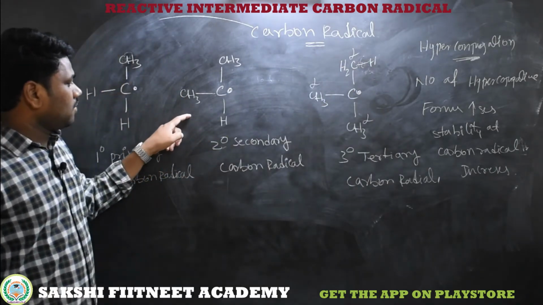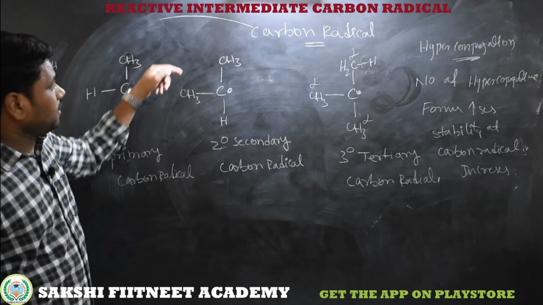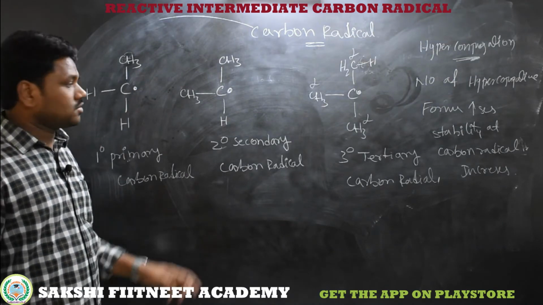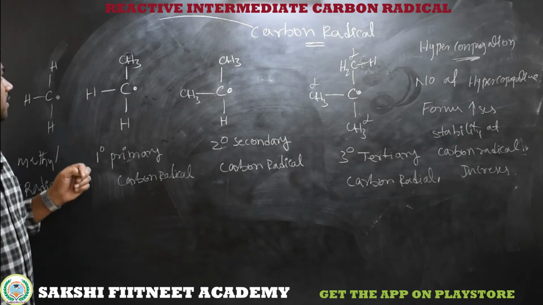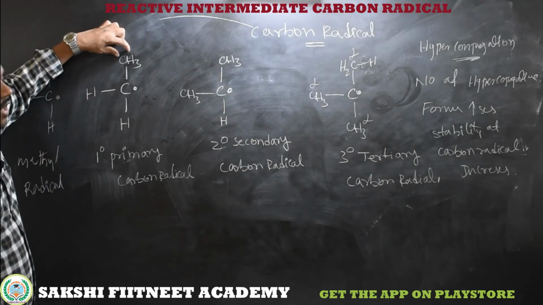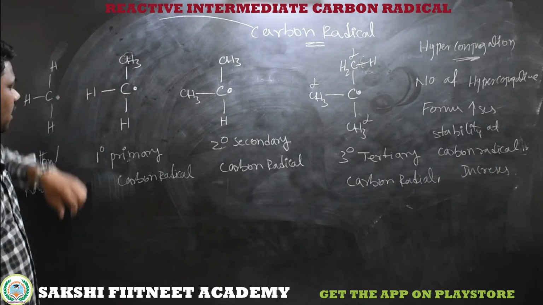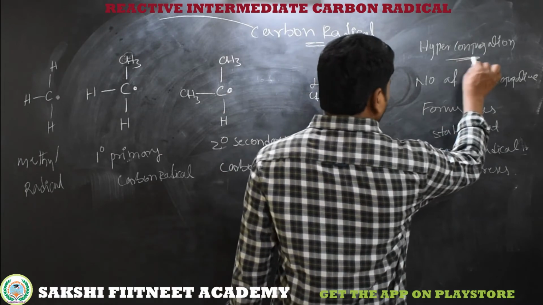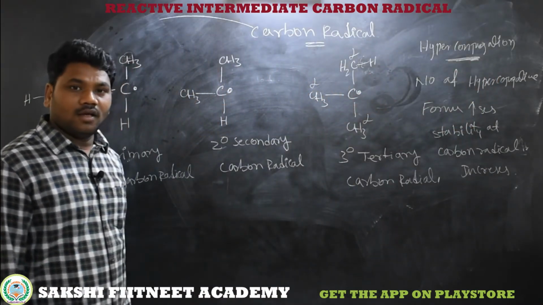Coming to this secondary carbon radical, we have 3 hydrogens here and 3 hydrogens here, that means 6 alpha hydrogens are there, so 6 hyperconjugative forms are possible in this secondary carbon radical. Now coming to the primary carbon radical, we have 3 alpha hydrogens, so 3 hyperconjugative forms are possible. So according to hyperconjugation, as the number of hyperconjugative forms increases, the stability of carbon radical increases.